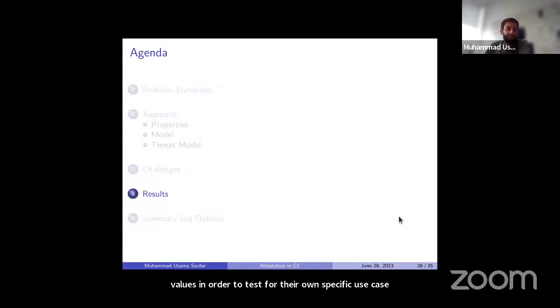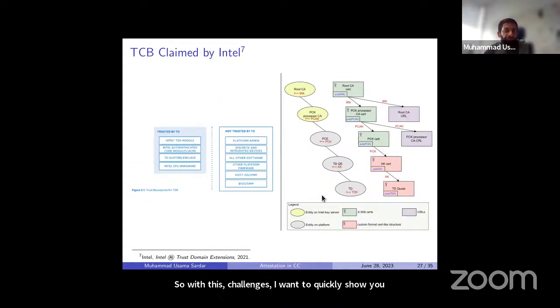So with these challenges, I want to quickly show you some of the results. In the specification documents that Intel had in 2021, when they released specifications for TDX, Intel claimed that this is the set of things that a trust domain or the VM needs to trust, including this Intel TDX module, ACM, TD coding enclave, CPU hardware.